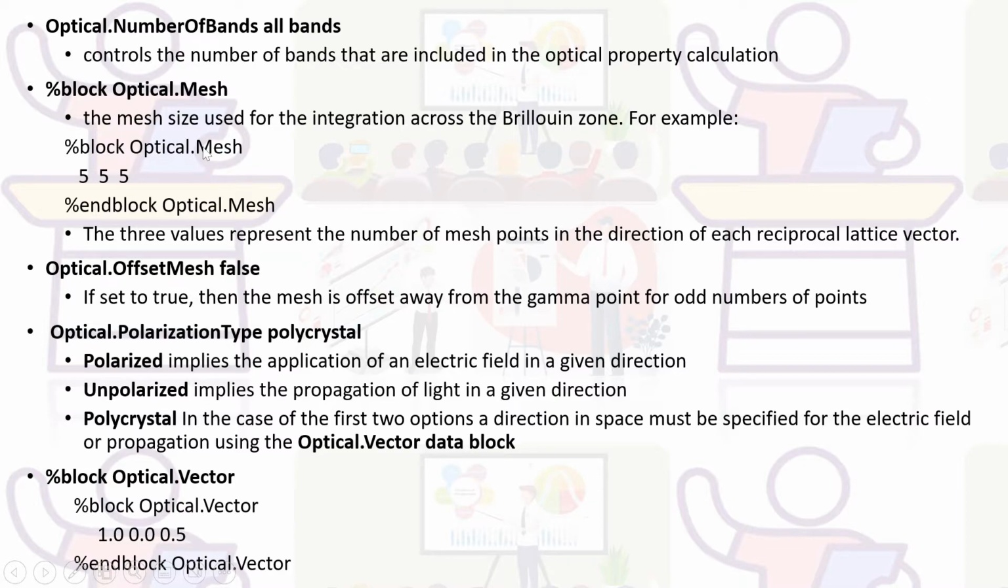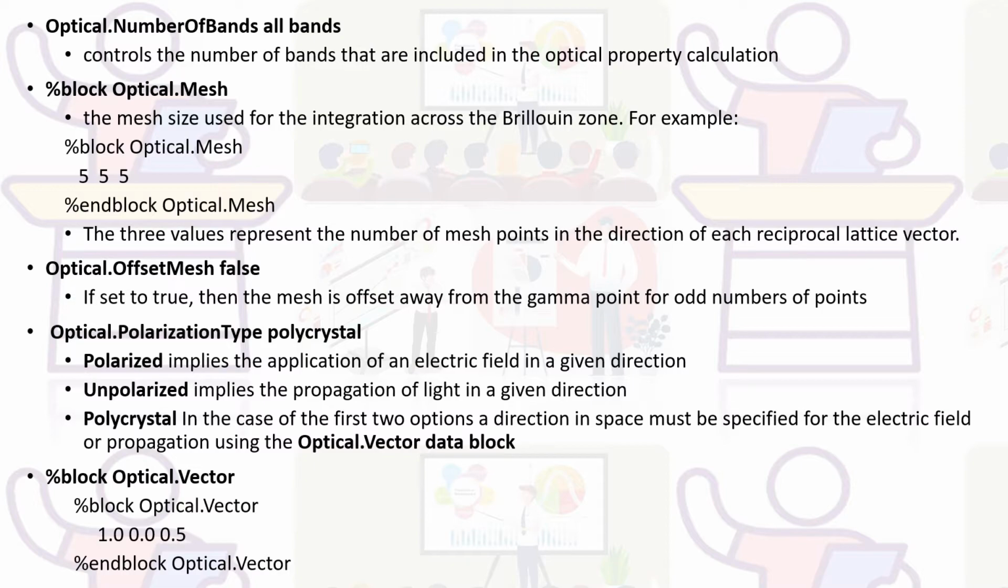And optical polarization type, so polycrystal. For polycrystal, you can calculate polarized, which implies the application of an electric field in a given direction, and unpolarized means the propagation of light in a given direction. So one is the electric field in a given direction for polarized, for unpolarized it is light propagation in a given direction.